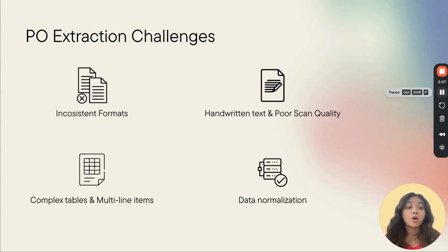And then there could also be complex tables and multi line items. Purchase orders can have anywhere from one item to hundreds of items, so the descriptions can run across multiple lines, merge cells, or nested tables. So, extraction while preserving the relationship of the data between these line items can be quite difficult.